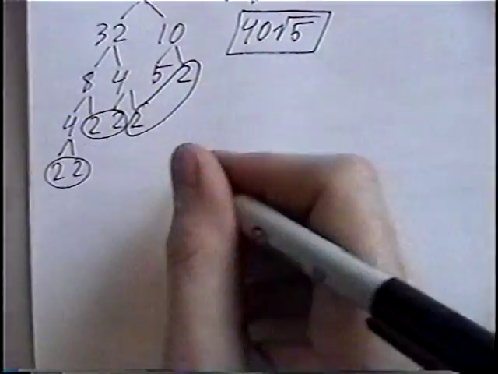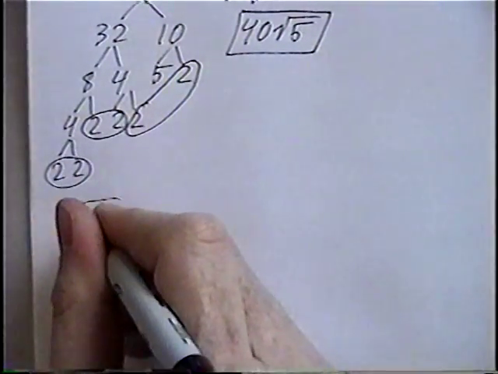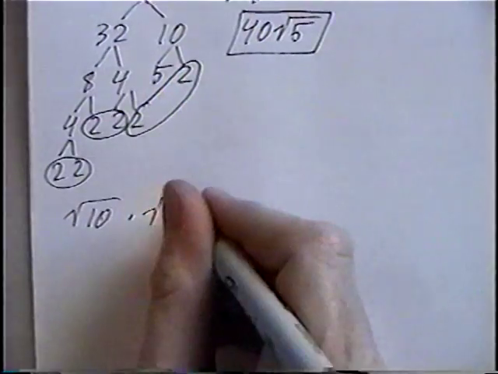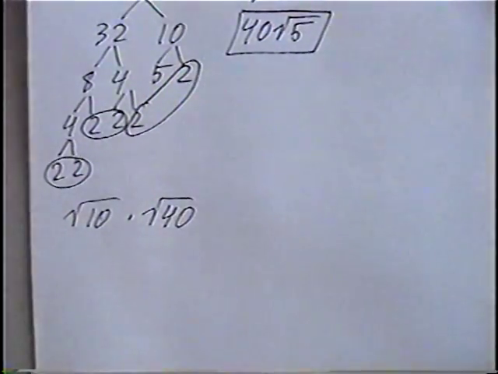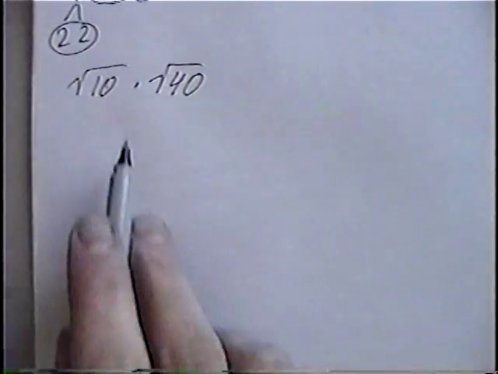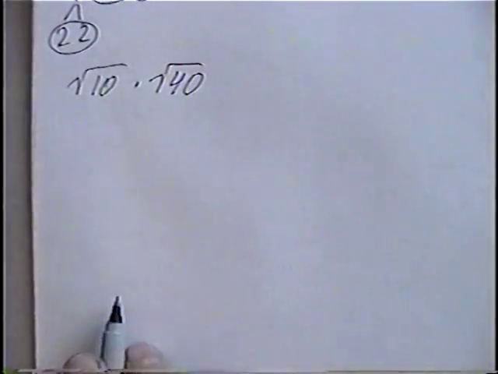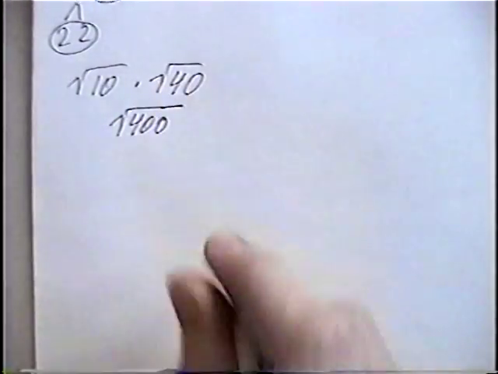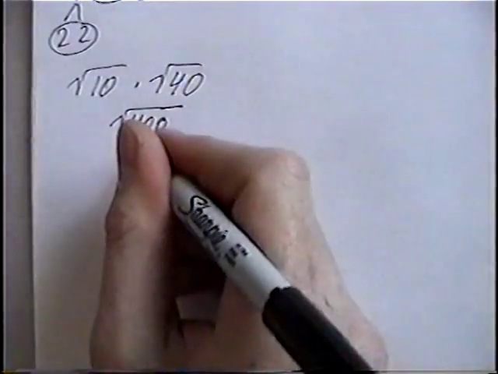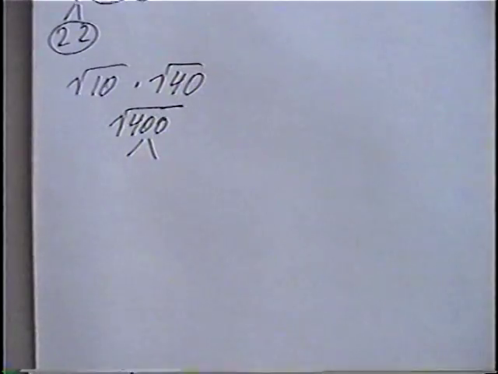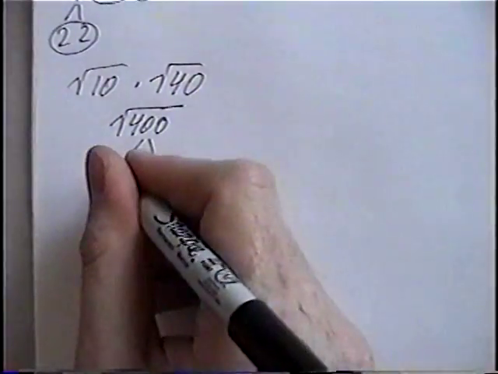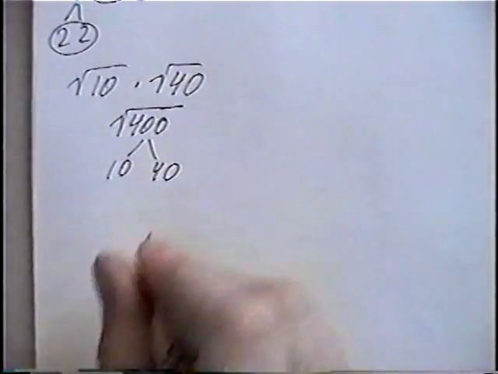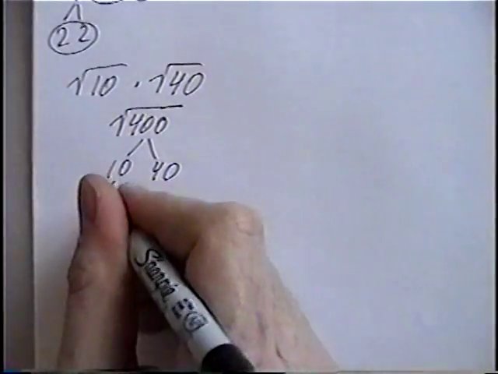Next question we'll solve is radical 10 times radical 40. When you have two radicals, you can multiply those together. 10 times 40 would be 400, and you can put it under one radical. From there you can do the factor tree. We can use the same two numbers at the beginning, 10 times 40, and factor from there.